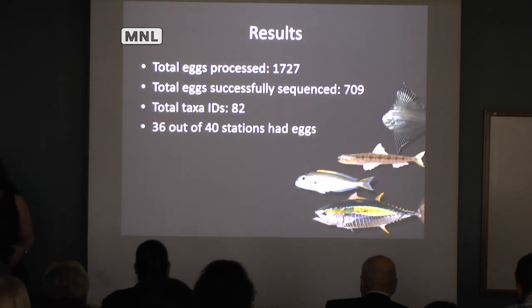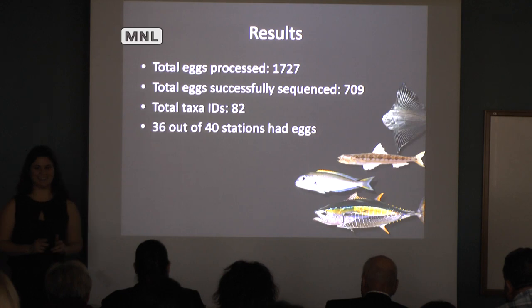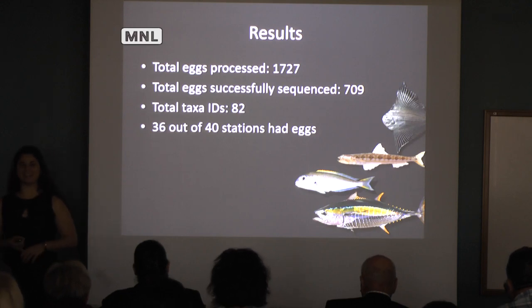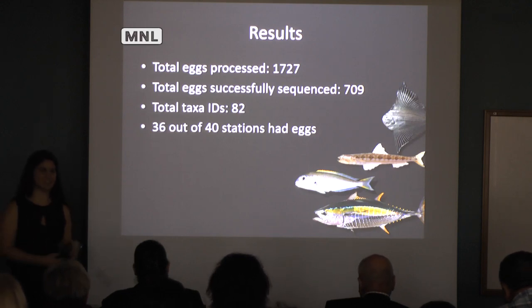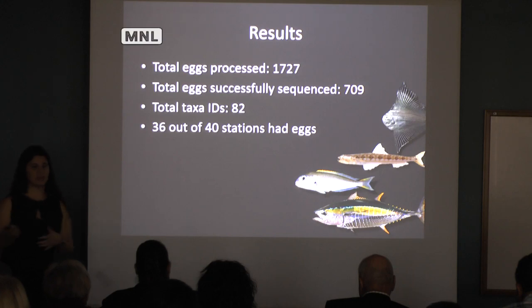So the results for this first project in the whole entire Gulf of Mexico: I processed 1,727 eggs, so individually crushed that many eggs, and got back 709 successful sequences or successful IDs. And that gave us back 82 different taxa IDs. And 36 out of the 40 stations had eggs. Some of them didn't have eggs, and some of them had less than 100 eggs, in which case we processed all of them.